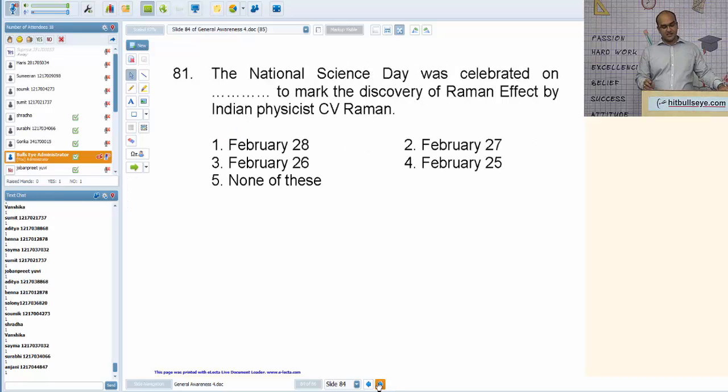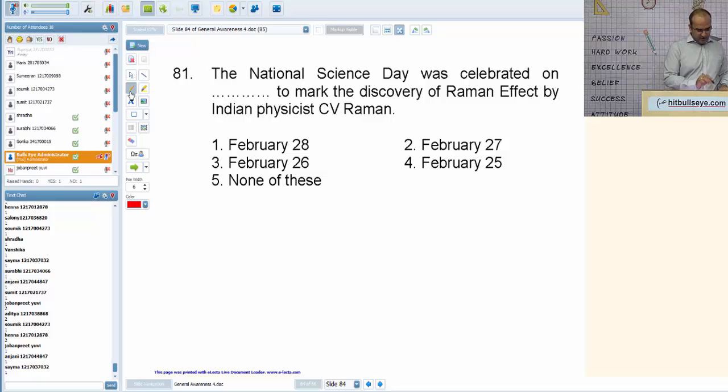Next, National Science Day was celebrated on which date to mark the discovery of Raman effect by Indian physicist C.V. Raman? So we are continuing with the trend of having option 1 as the correct answer. Again, in this case also, option 1 is correct, February 28th.